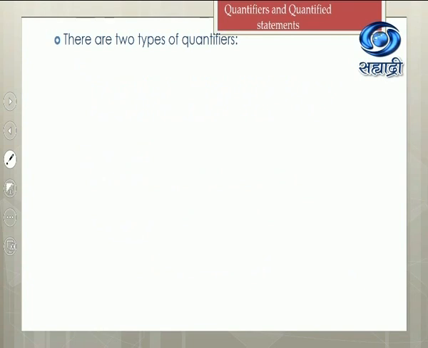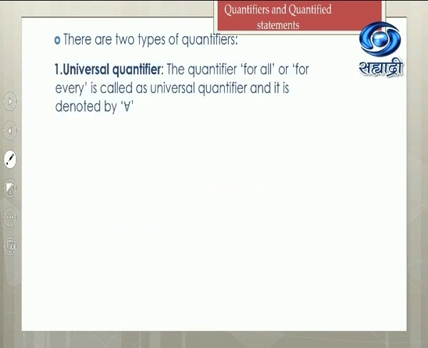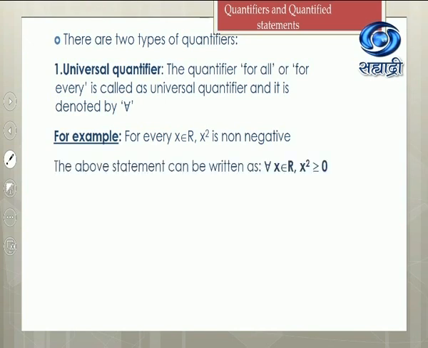There are two types of quantifiers. One is the universal quantifier. The quantifier for all or for every is called the universal quantifier, and it is denoted by the upside-down A, said as 'for all'. For example, for every x belonging to R, x square is non-negative. The above statement can be written as for all x belonging to R, x square is greater than or equal to 0. As you can see, this is a true statement for all x belonging to R. Therefore, for all x, x square is greater than or equal to 0.